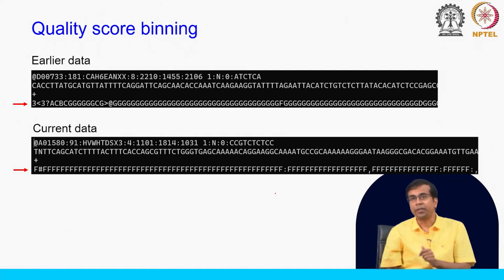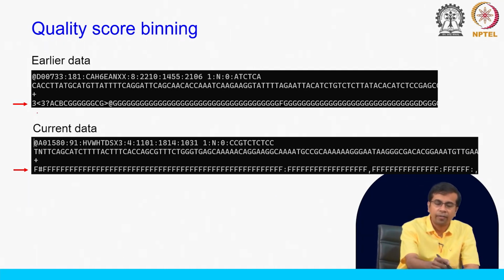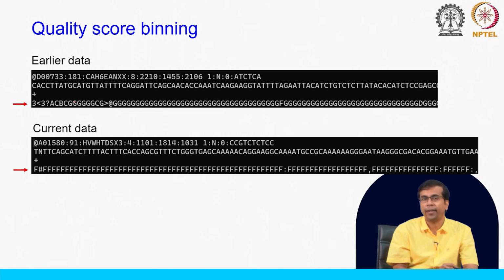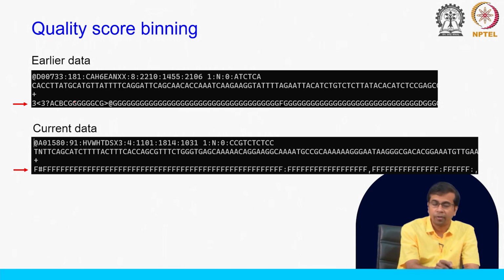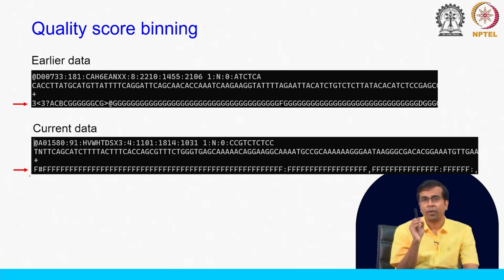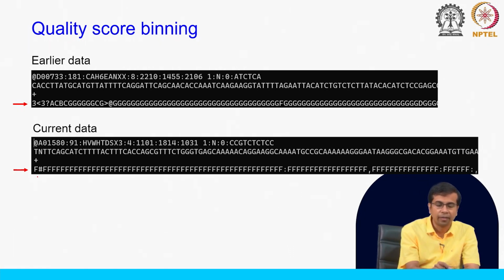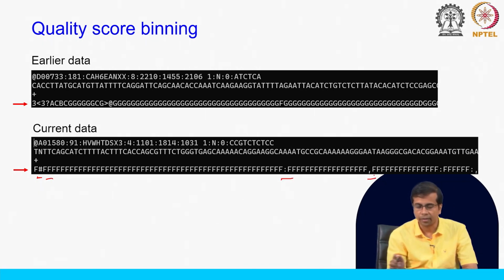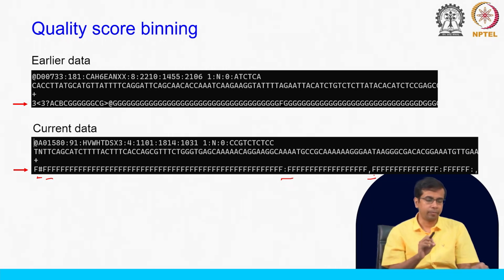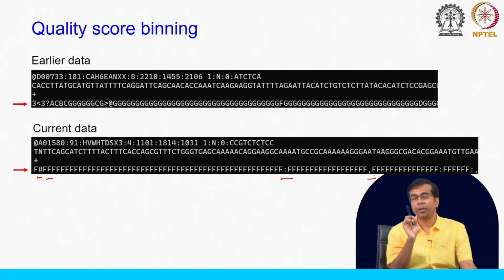Because of this quality score binning, in the earlier data you will see these kinds of numbers, question mark, A, C, B, C, etc., all sorts of letters. But in newer, current data, if you look at this quality score encoding, you will see only a limited number of letters, not all possible letters that are out there. For example, in here you see this hash, F, colon and comma. These 4 letters you see in this quality score because of this binning. So, most of the bases will appear similar; when they fall in one range, they will be given the same value.